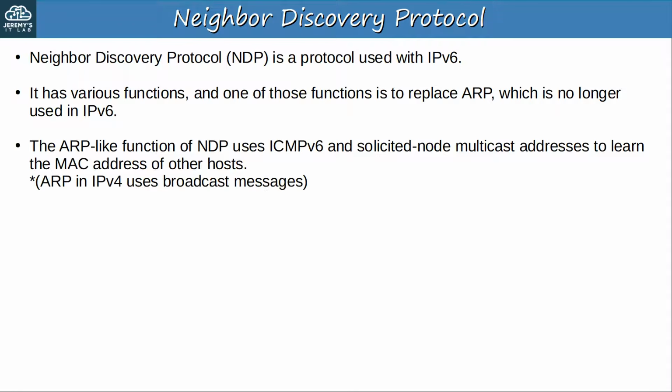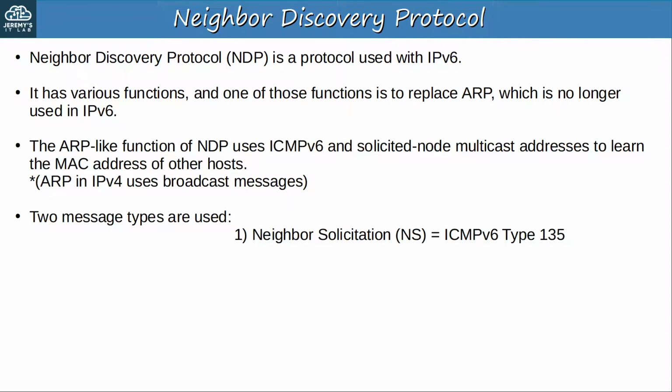As you probably remember, ARP in IPv4 uses broadcast messages for the ARP requests. Solicited node multicast messages are much more efficient, being addressed to a specific host, unlike a broadcast which is for all hosts. In the process, 2 message types are used. The first one is the neighbor solicitation message, the NDP equivalent of an ARP request. Note that the NDP neighbor solicitation message is ICMPv6 type 135.